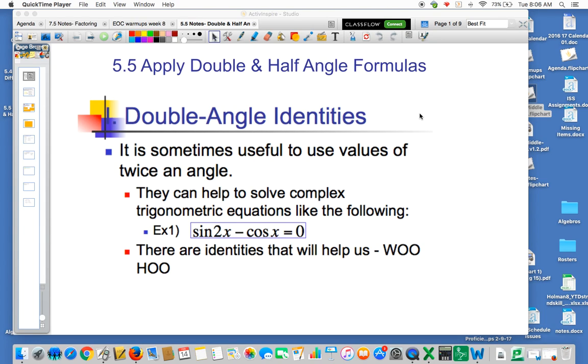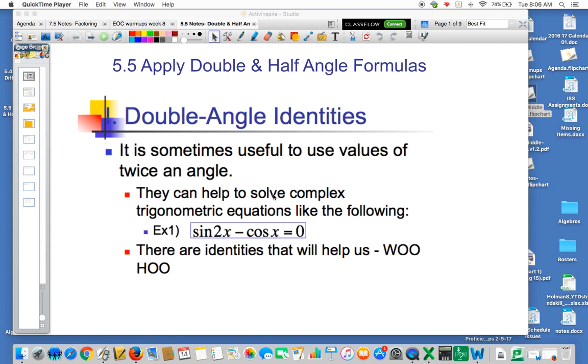In 5-5, we're going to do two things: apply double angle formulas and half angle formulas. So let's start with double angle identities or formulas. There are going to be times where it's useful to use the value of twice an angle. It looks something like this when we have sine of 2x instead of just sine of x, like this has just cosine of x. This is doubling that angle, whatever x is.